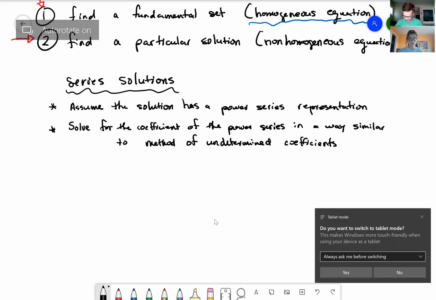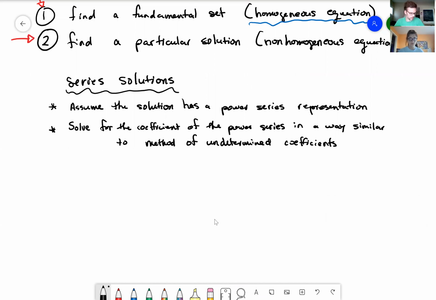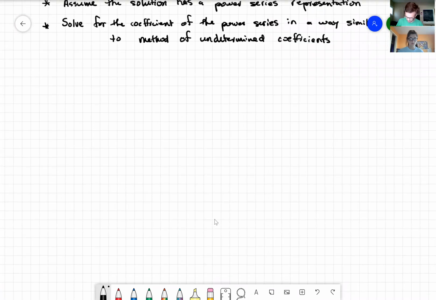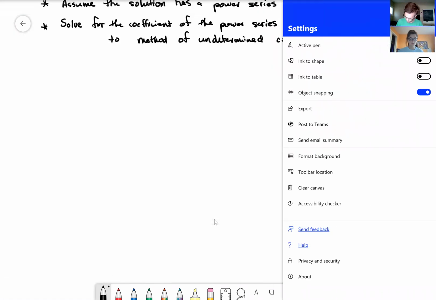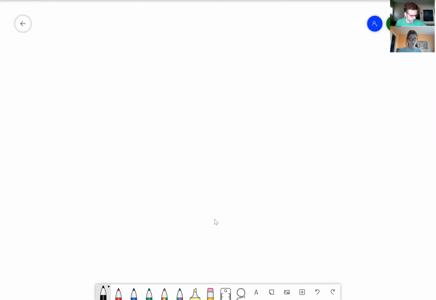All right, so today is going to be a review of power series, the tool that we're going to be using to deal with linear equations when the coefficients are not constant. So when they're functions in terms of the x.